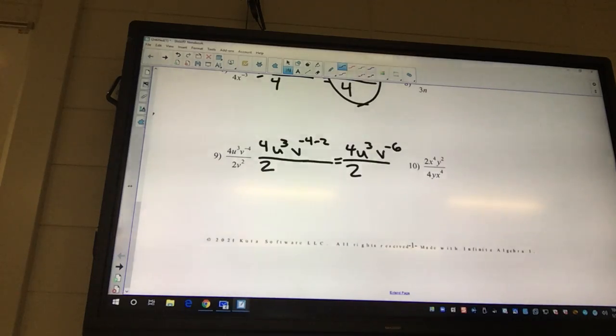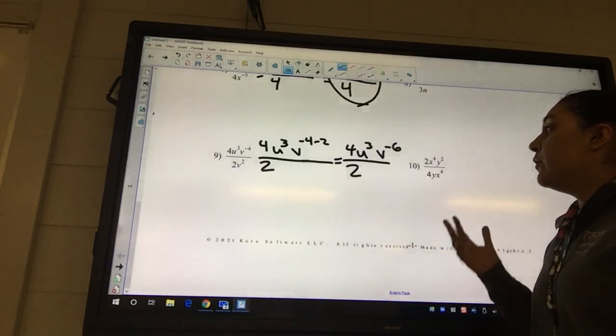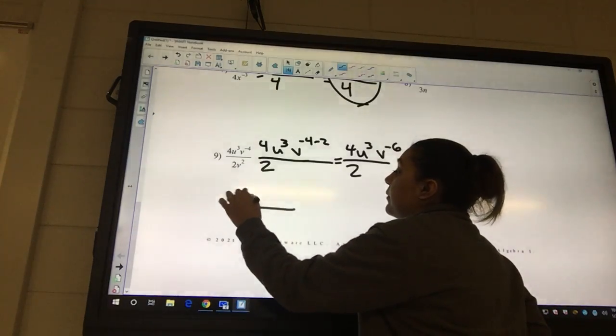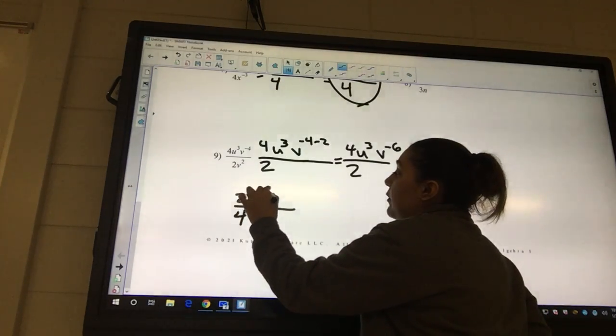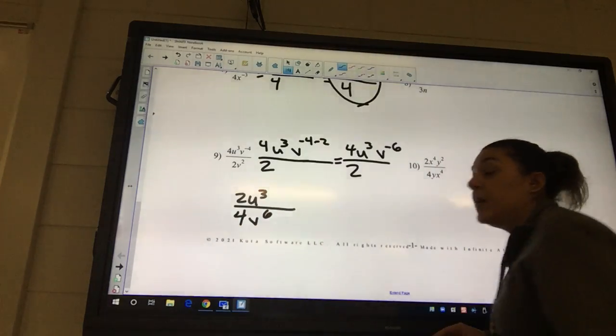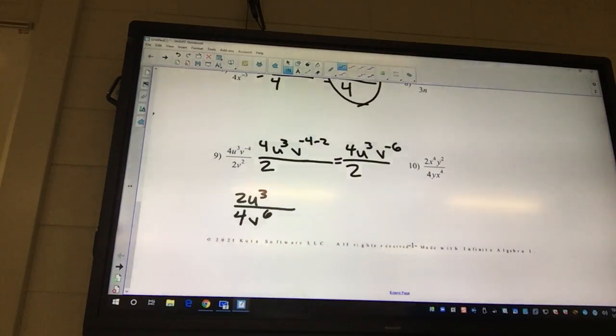Okay? And then our last step is always to move the negatives, okay? So what needs to go to the bottom? V to the 6. You're gonna have u to the 3 on top. V to the 6 goes on bottom, and it becomes a plus. Some of you guys still keep doing minus 6. I think you was doing it the other day. Quite a few of you guys do, which is fine. I mean, it's a hard habit to break.